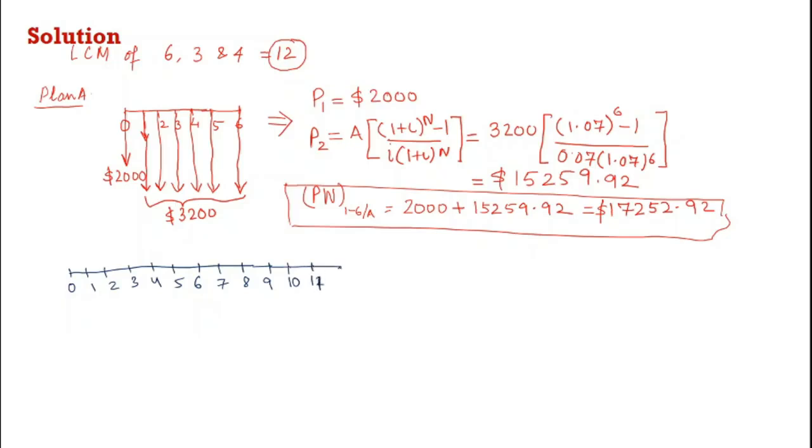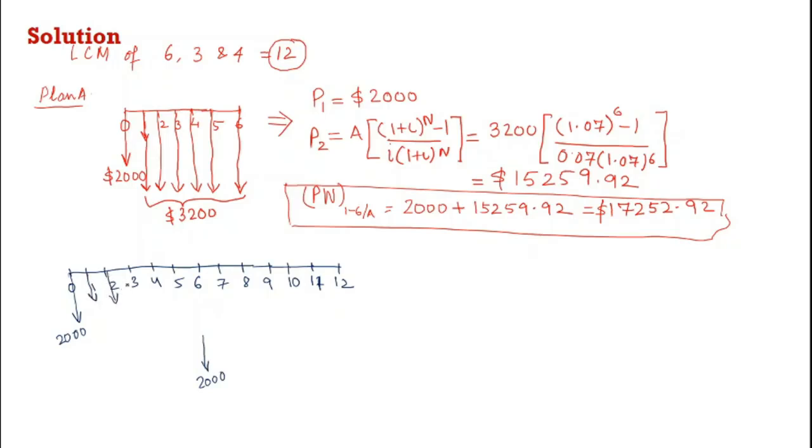This will be 11 and then this is 12. So one transaction of the first cost, 2000, and another first cost will come here, 2000 at the end of year 6, and a uniform series.